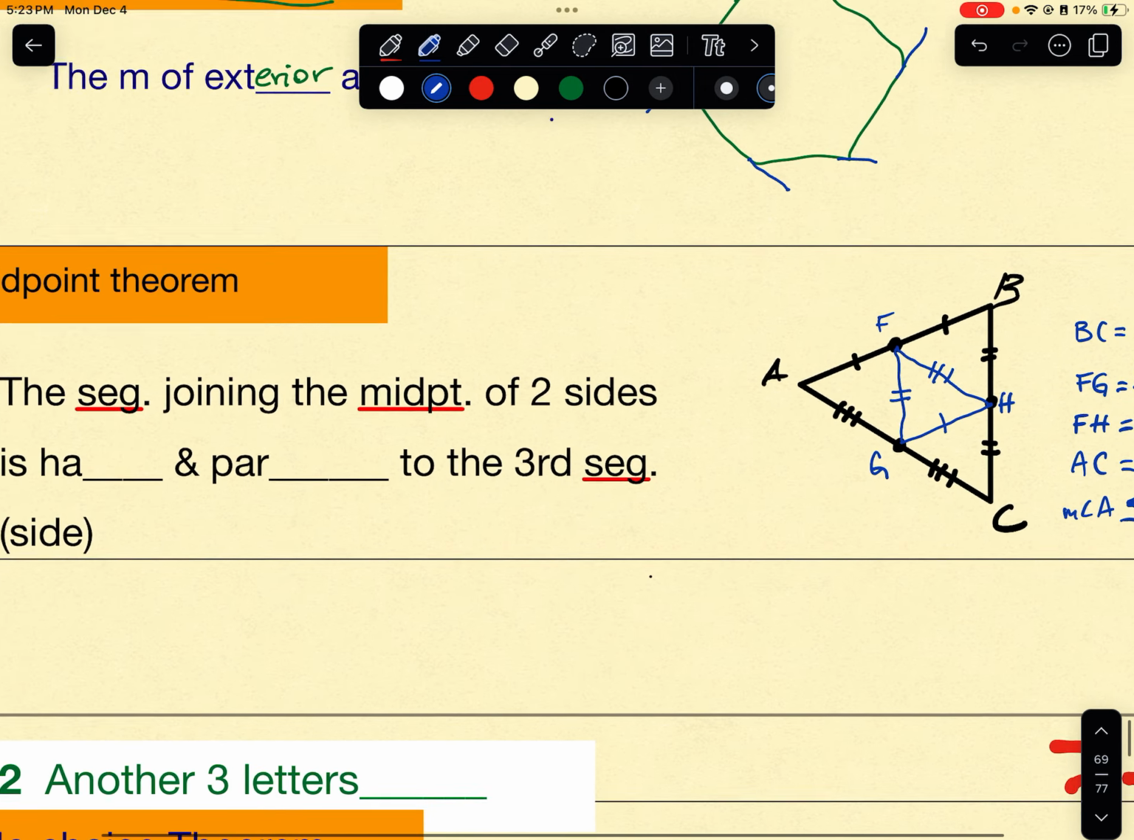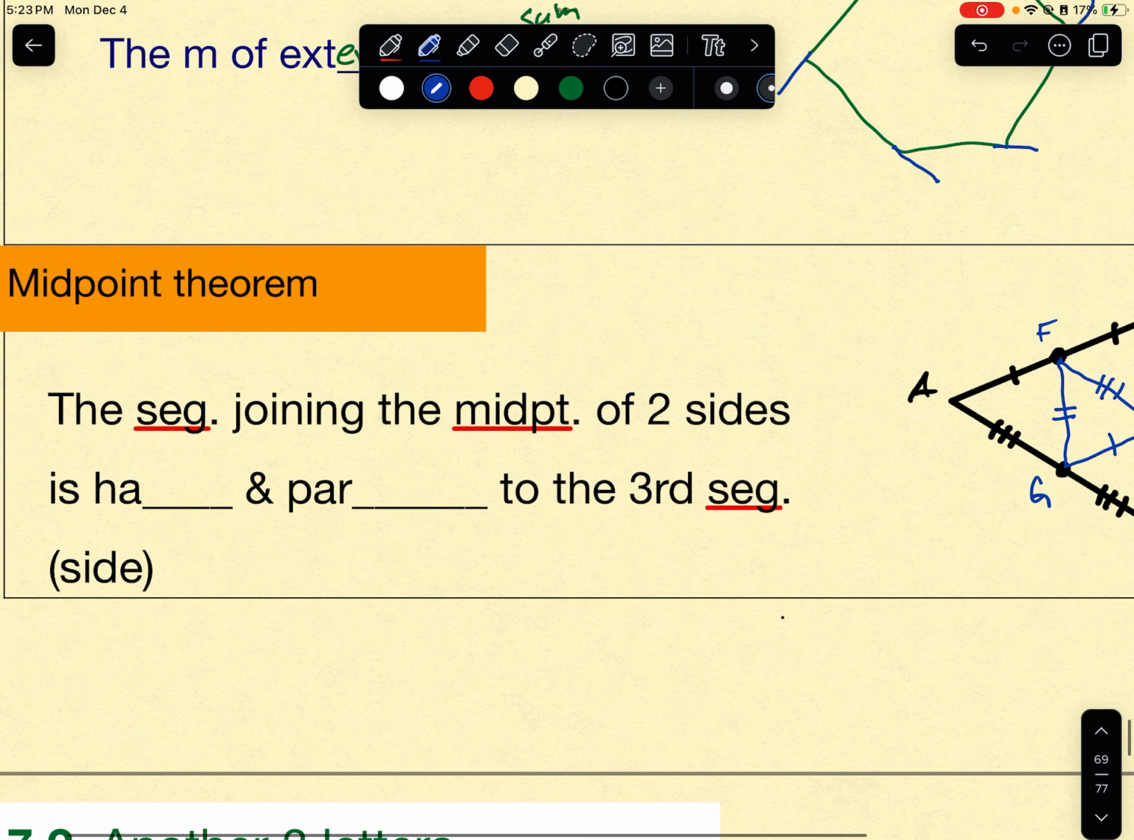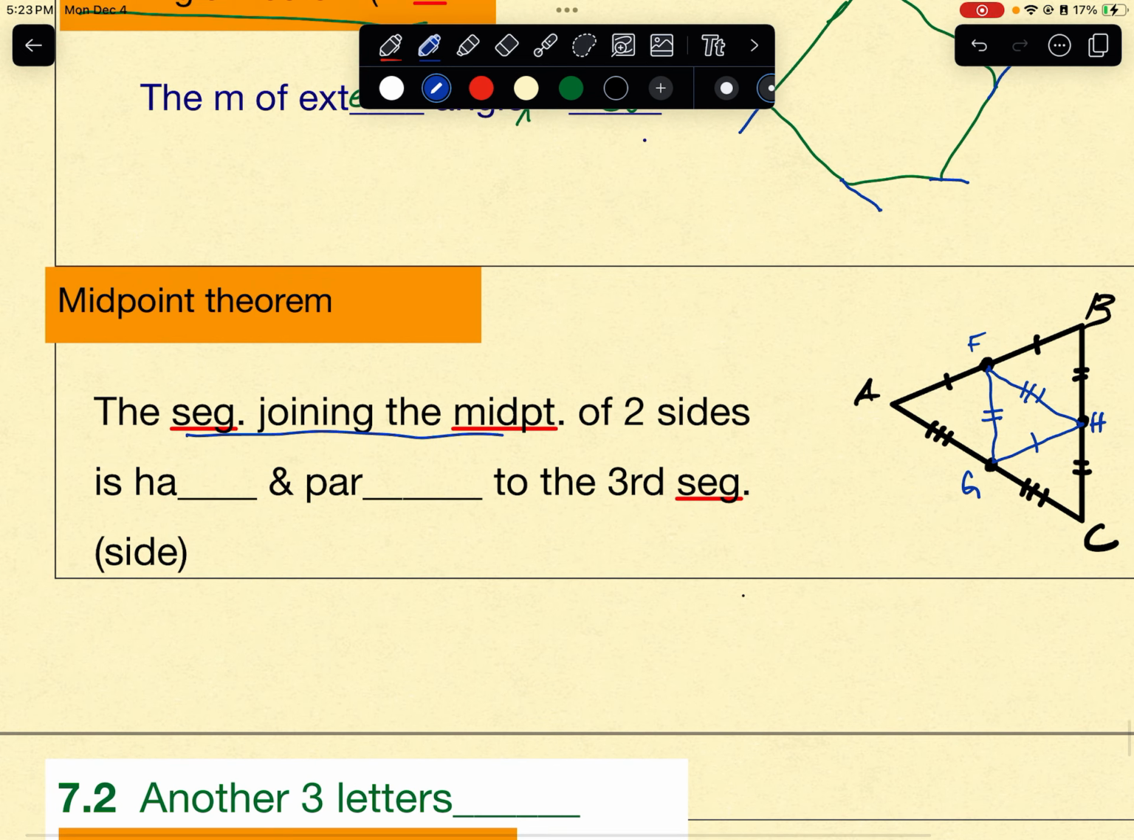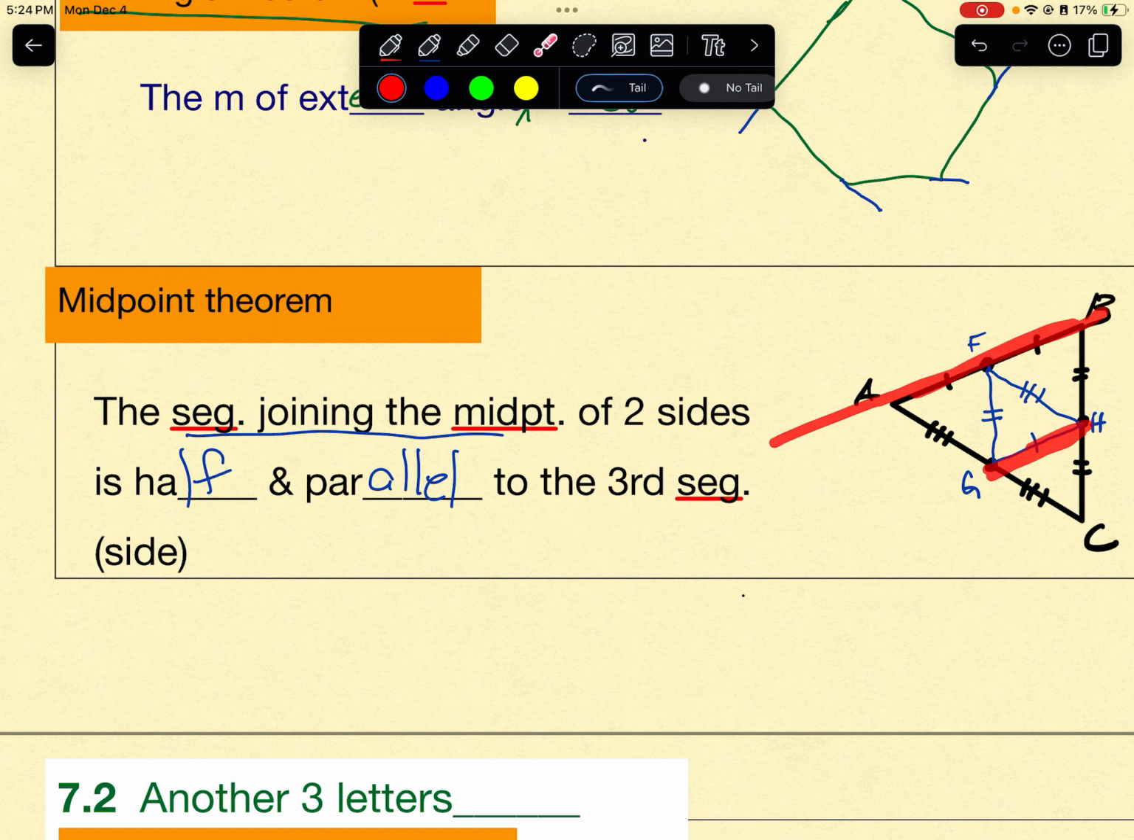All right. So the theorem says the segments that are joining the midpoints, those segments that we drew inside, they are, number one, half and parallel to the third segment. So again, FG is half of BC and it's parallel to BC. GH is half of AB and it's parallel.